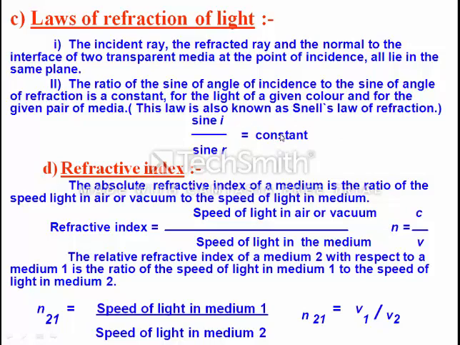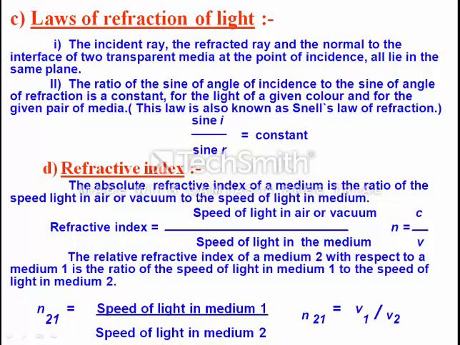So the first law is that the incident ray, refracted ray and the normal to the interface of two transparent media at the point of incidence all lie in the same plane. And the second law says that the ratio of the sine of angle of incidence to sine of angle of refraction is constant, which is also known as Snell's law. And this constant we call the refractive index. So what do we mean by refractive index? There are two things: one is absolute refractive index and the second is relative refractive index.